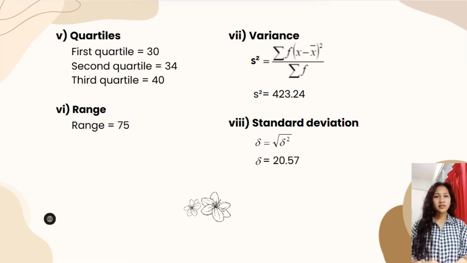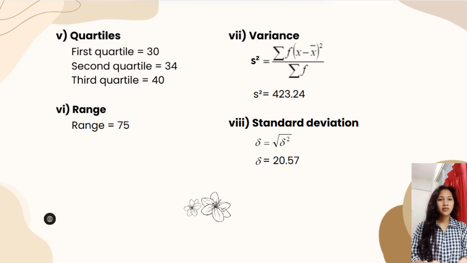Now I will start with the quartiles. The median or the second quartile is the value that lies in the middle of the data. Since there are 10 values, I take the average of the 5th and 6th numbers. That gives me a median of 34. The first quartile is the median of the lower half of the data, which gave me a value of 30. The third quartile is the median of the upper half of the data, which gave me a value of 40. Next, I will find the range. The range is simply the highest number minus the lowest number. So 100 minus 25 gives a range of 75.